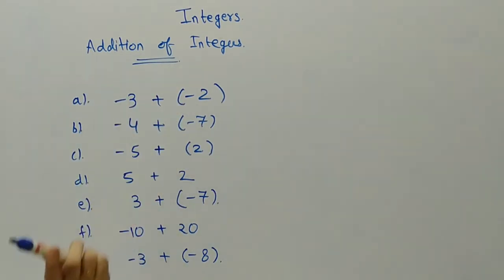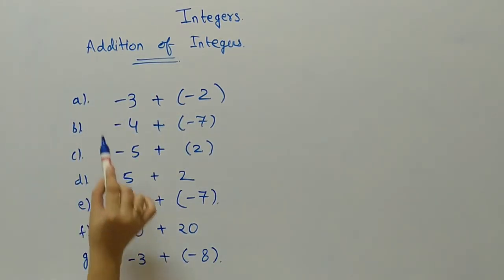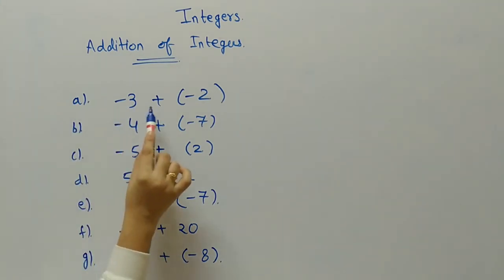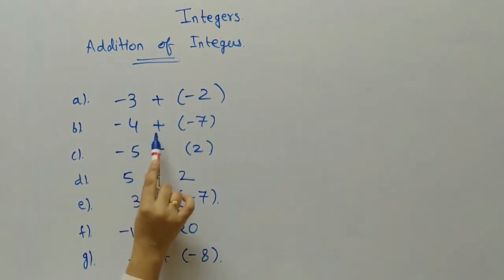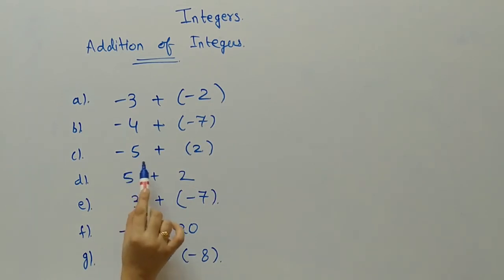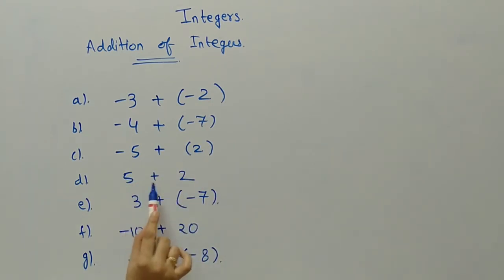So addition of integers is very easy. You can try these questions by yourself. The first one is minus 3 plus minus 2, minus 4 plus minus 7, minus 5 plus 2, 5 plus 2, 3 plus minus 7, minus 10 plus 20. And the last one, minus 3 plus minus 8.